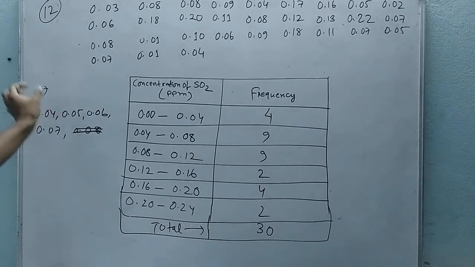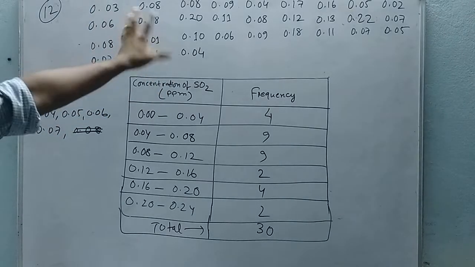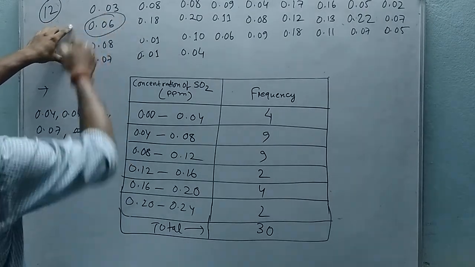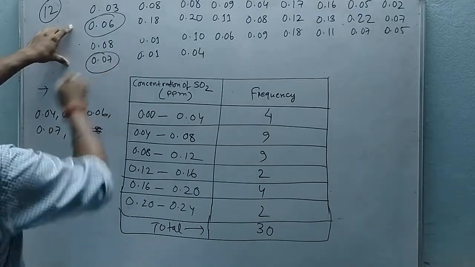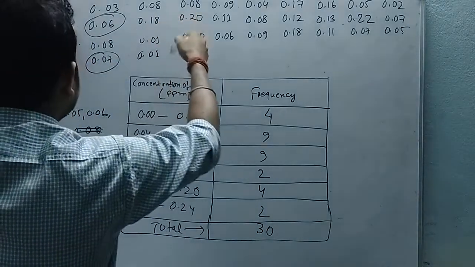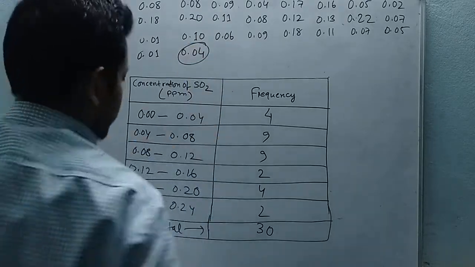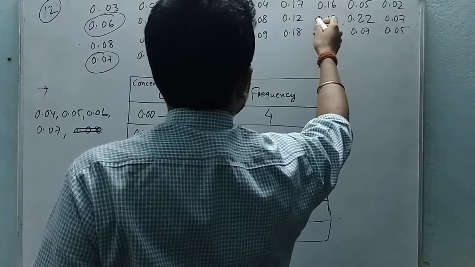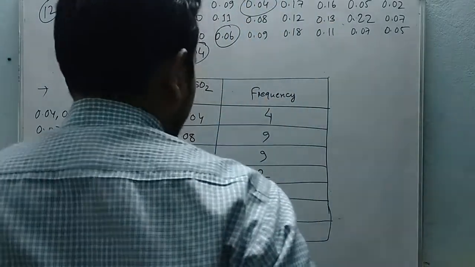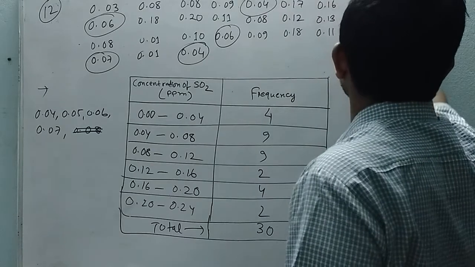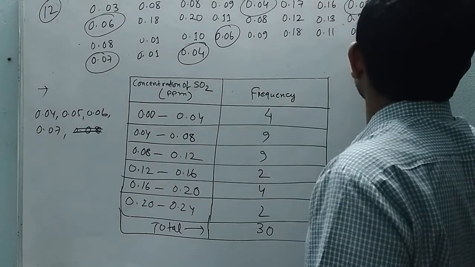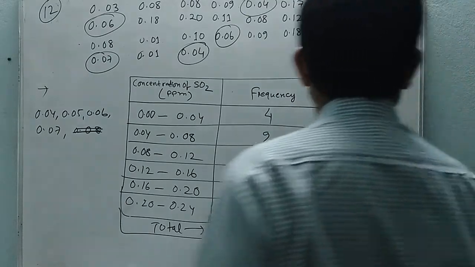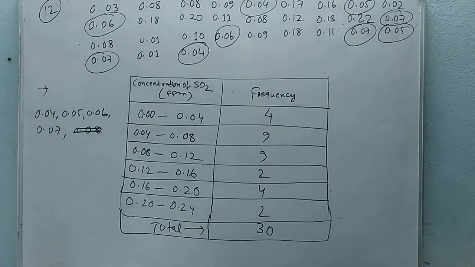Now let's see in the board, in the data, how many numbers are there. 0.6 is there, 0.707, then 0.04, then 0.06, then 0.04, then 0.05, 0.07, 0.07, 0.05. Okay. So I have circled how many numbers?